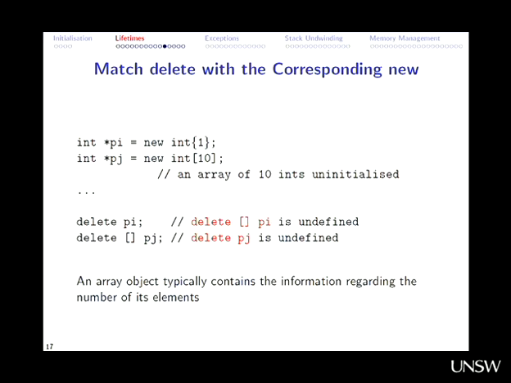Now, there's a couple of problems that can go wrong with deletes. Here we have pi is equal to new int 1. I have one int.